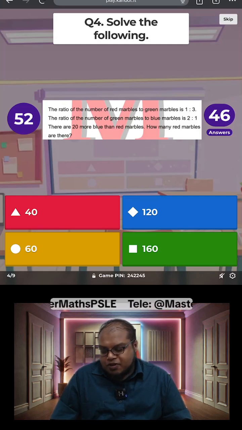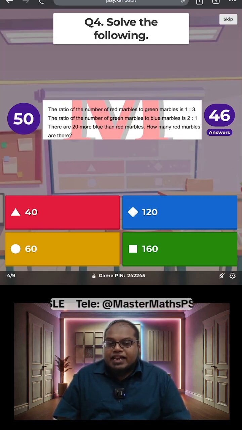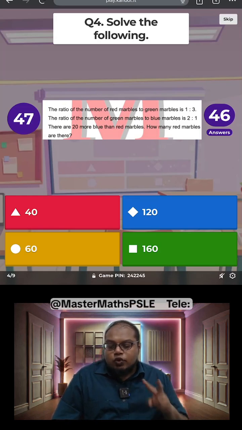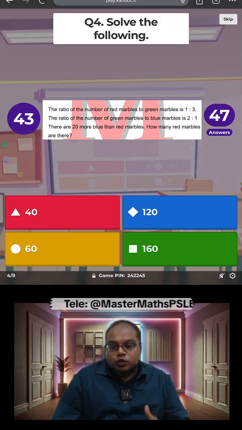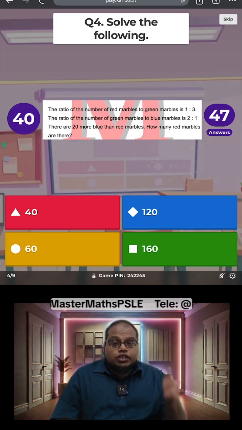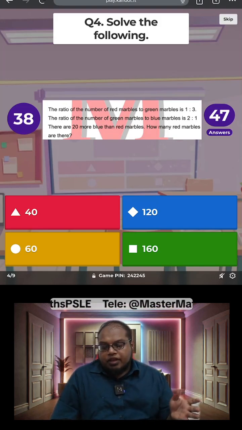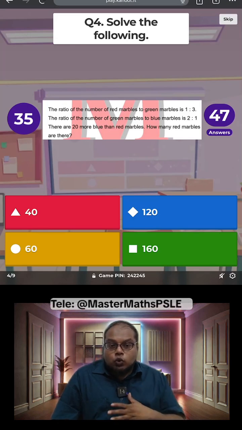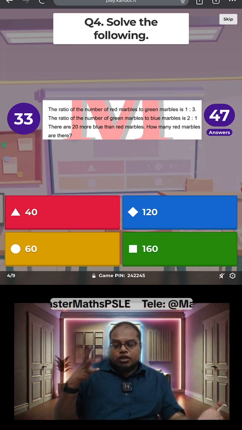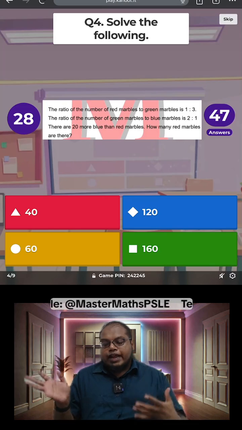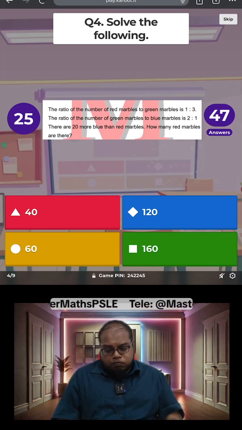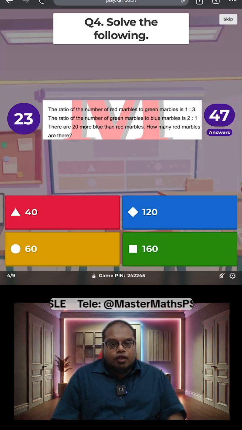Alright, let's go. Remember, we are finding red marbles and there are 2 ratios there. Red to green is 1:3. Green to blue is 2:1. And there are 20 more blue than red. There's a comparison between red and blue. Blue is more than red. Red is red. What do you mean by red is red? Red lah.